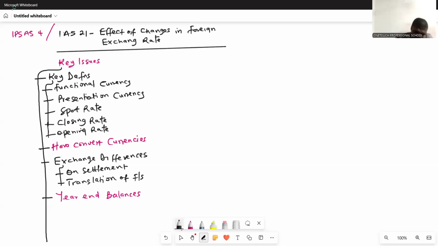Year-end balances, where we have monetary and non-monetary items. Then after that, we pick some questions. I gave you some questions, and we go through them together.